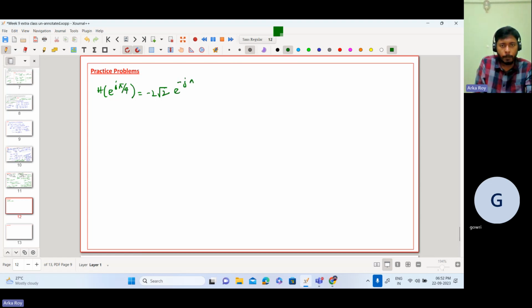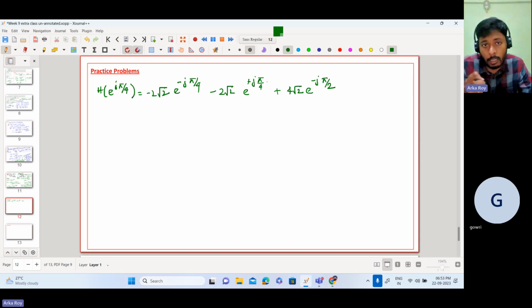So it will be e to the power j pi by 4, and the second component will be 2 root 2 into e to the power minus j pi by 4, and because I will be multiplying a minus 1 over here, it will be converted to plus j pi by 4. Followed by that, I will have 4 root 2 e to the power minus j pi upon 2. Now, because there was pi by 4 and I will be multiplying a position index of 2, it will be j pi by 2.